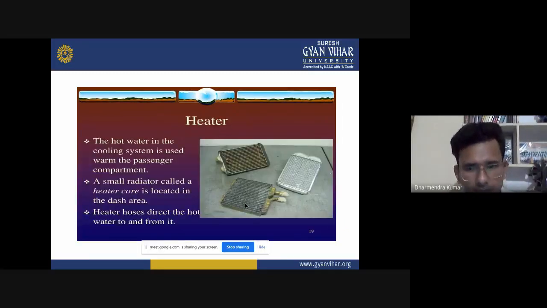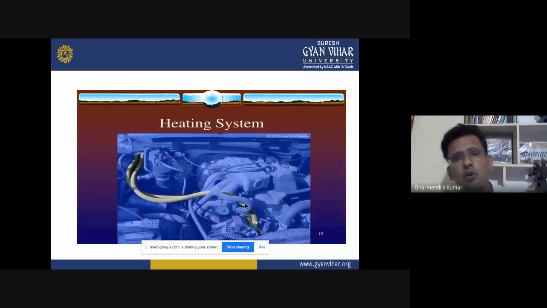This is the heater. The hot water in the cooling system is used to warm the passenger compartment in the winter season if you need heat for the passengers. A small radiator called a heater core is located in the dash area. Heater hoses direct the hot water to and from it. Here is an overall picture of the heating system.